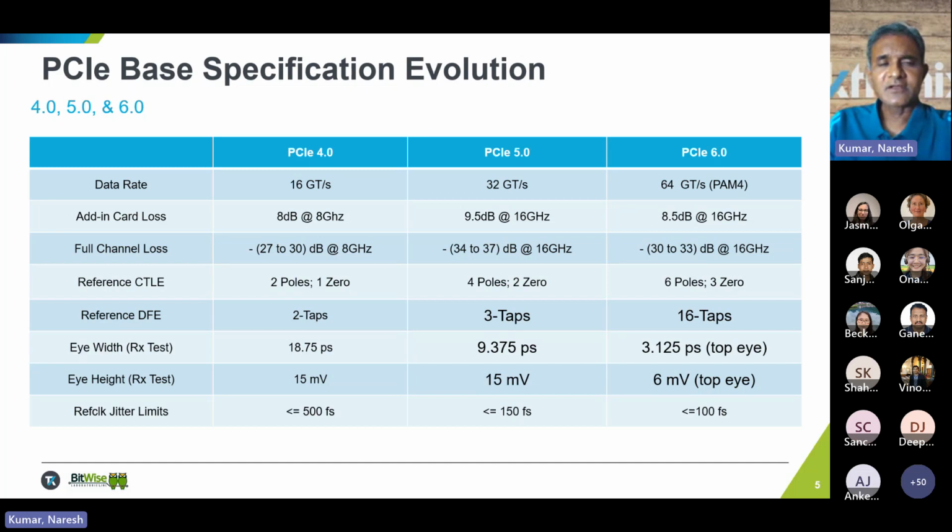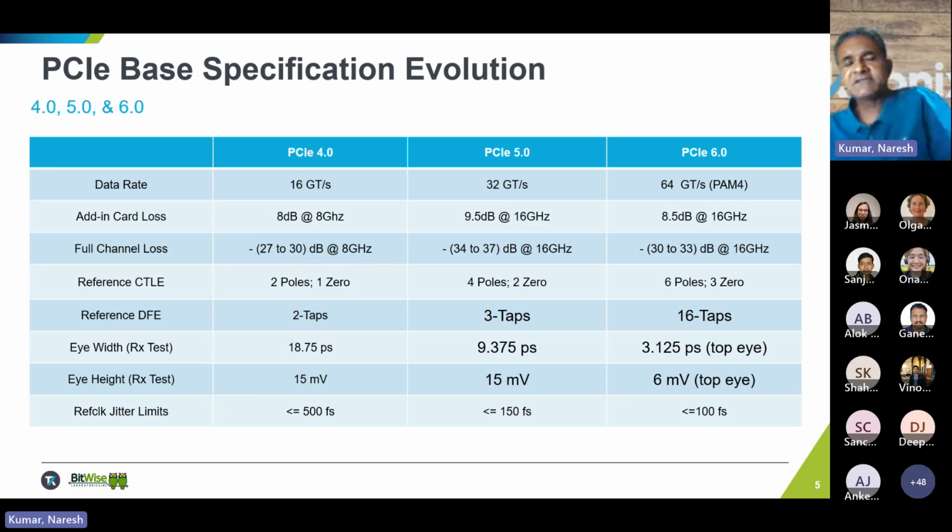Okay, and then what about the DFE? What are the characteristics on that? Eye width is a very important parameter here. If you can see that, it says 3.125 picoseconds is the top eye, because we are talking of PAM4 in Gen 6. And eye height is as small as 6 millivolts. Okay, and what about the jitter on the clock? What are the limits? Again, this is very low, less than or equal to 100 femtoseconds.